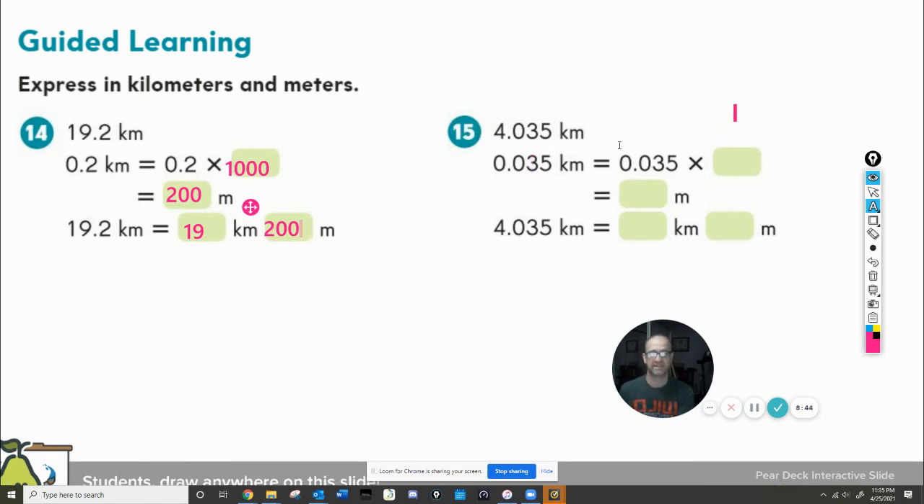Okay, same thing over here. You're doing the 35 times 1,000. You're going to get, whoa, 35 meters. So you're going to get 4 kilometers and 35 meters. Again, no one's going to report it that way. You would get this, or it's close enough. Someone just say 4.